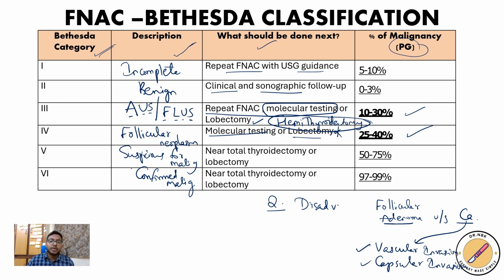Okay. So these are the important points regarding Bethesda classification. And molecular testing is something like a recent advance. So they will be testing the particular specimen for genetic testing, and adenoma versus carcinoma can be picked up by molecular testing, right? But not by FNAC alone, right?